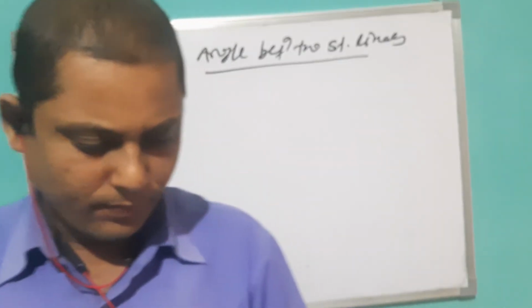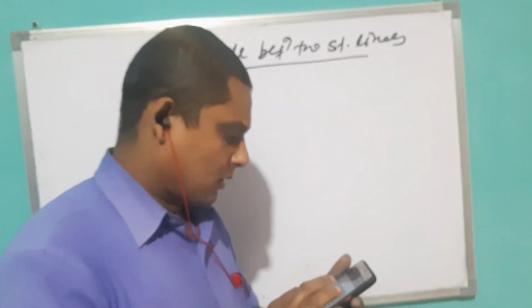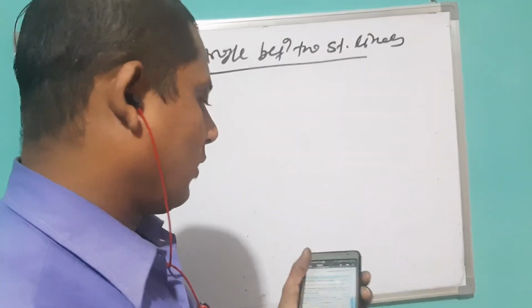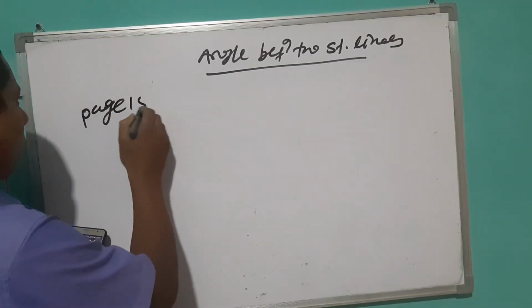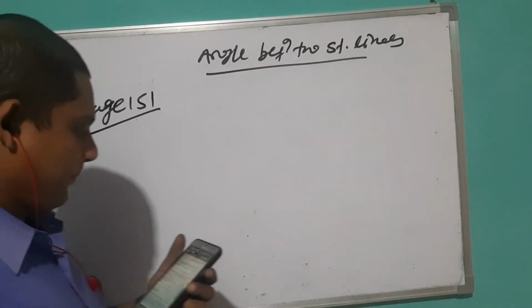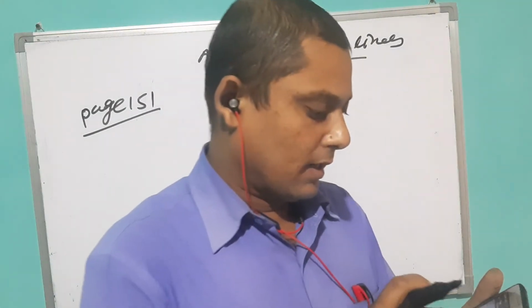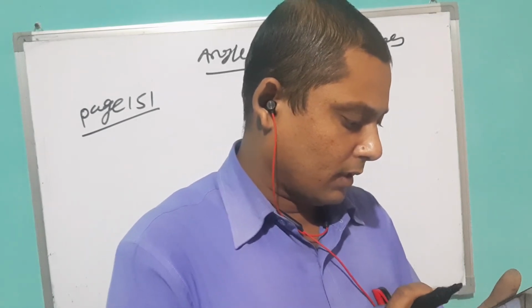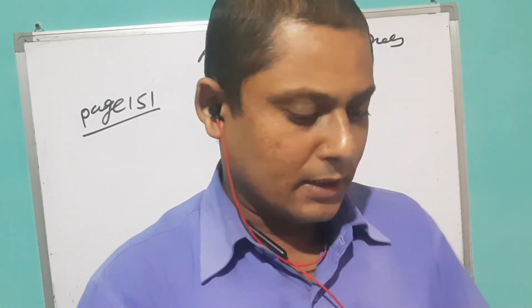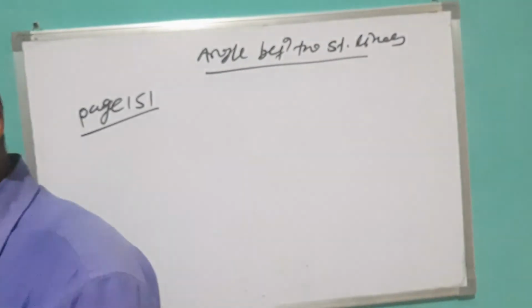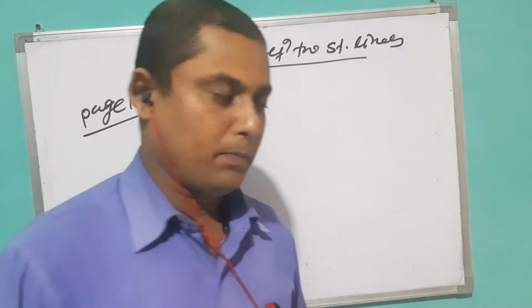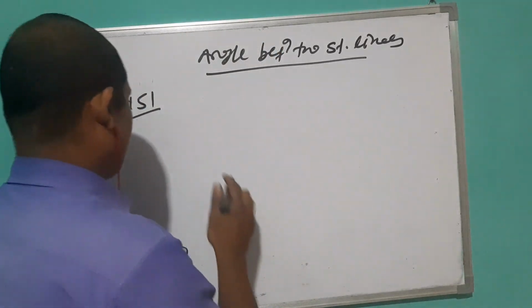Here, first question, Read More practice book, page number 151, that is SEE exercise. You can read question number 1a. The slopes of two straight lines are root 3 and 1 by root 3 respectively. Find the acute angle between them. Two slopes are given. See, 1a I am going to solve.